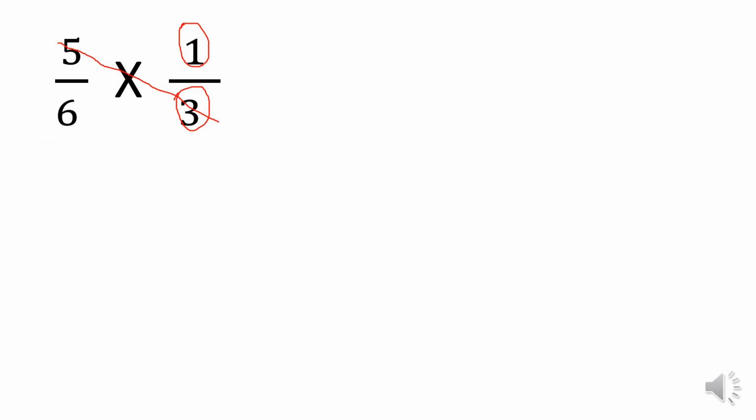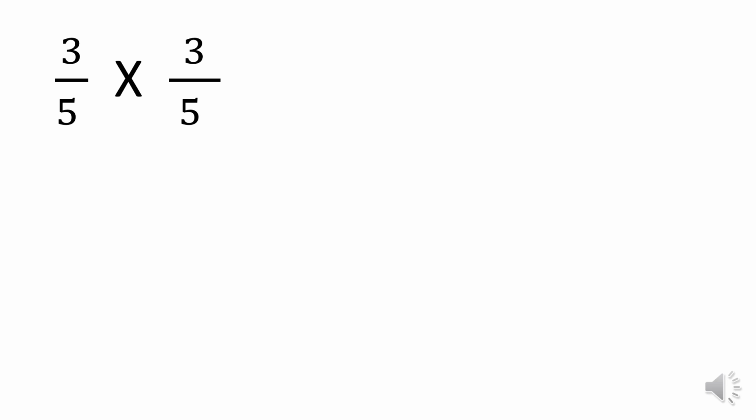Let's start over with this one. As we can see here, there is no number that we have to reduce. 5 cannot go into 3, 3 cannot go into 5, 5 cannot go into 6 without a remainder, and vice versa. So we're going to simply multiply our numerators and then multiply our denominators. 5 times 1 is 5. 6 3s are 18. Now as we can see, we have another proper fraction and it's in its reduced form. Alright, let's do another example.